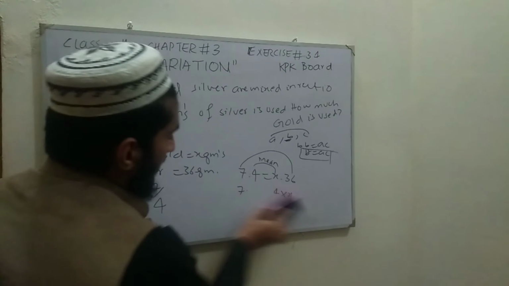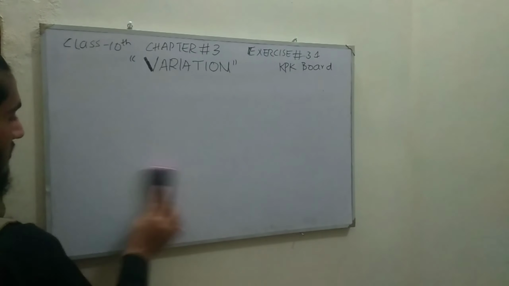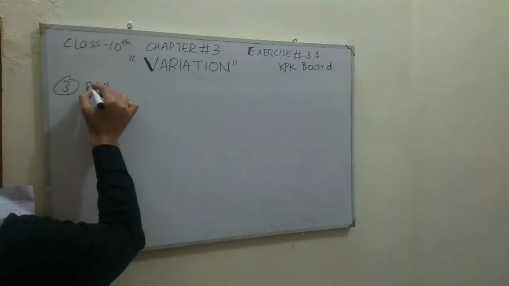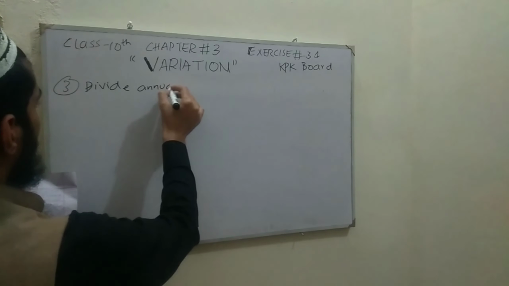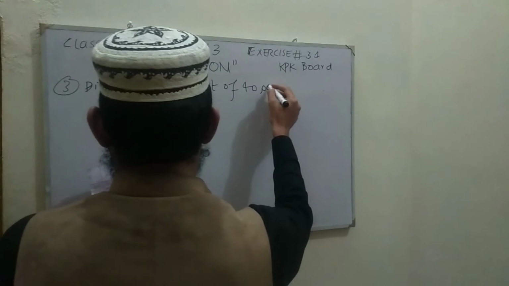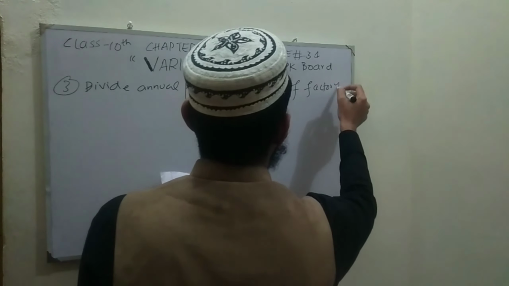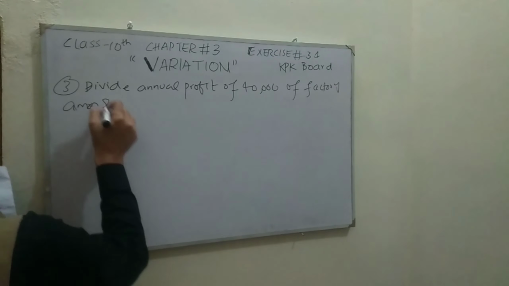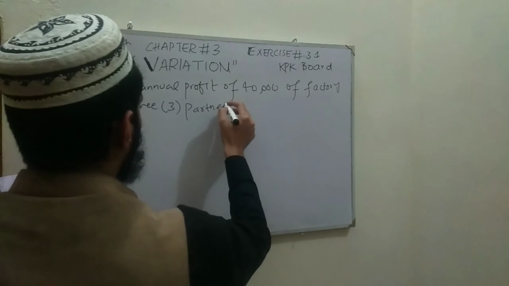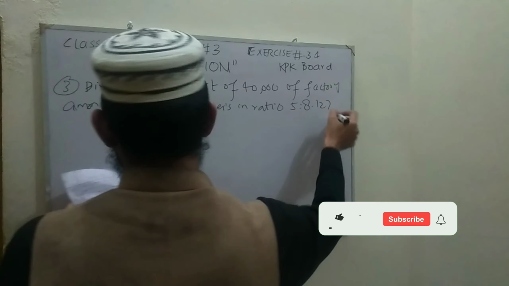Move to question number 3. Question number 3 tells: divide the annual profit of 40,000 of a factory among three partners in the ratio 5:8:12. Solution.